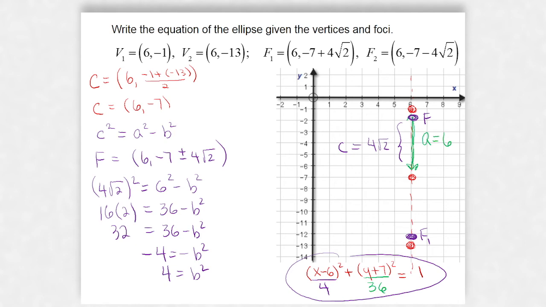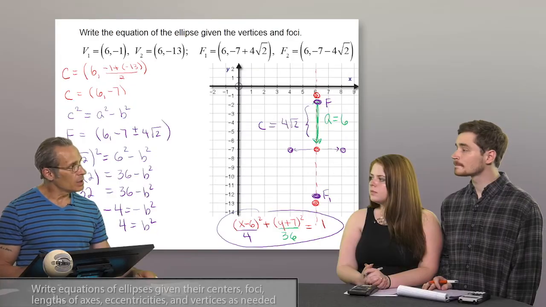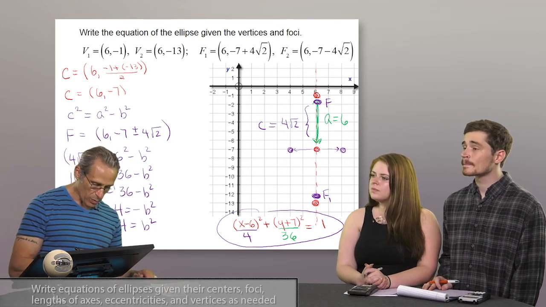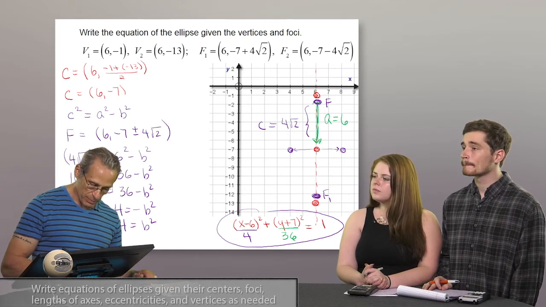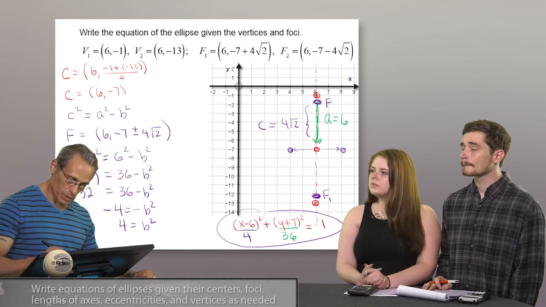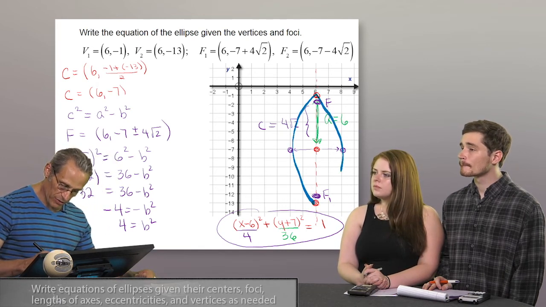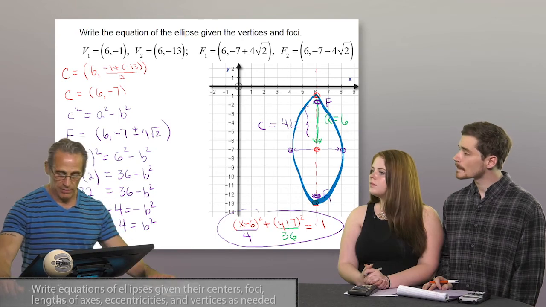And, although we don't have to, if we wanted to finish graphing it, what would we do? We would go 2 units left and right of the center along the minor axis, and you can see the ellipse clear as day. And let's go to highlighter mode and see if we can sketch our ellipse in blue. You would go through the co-vertices and the vertices, bypassing the foci, and it would look just like that.